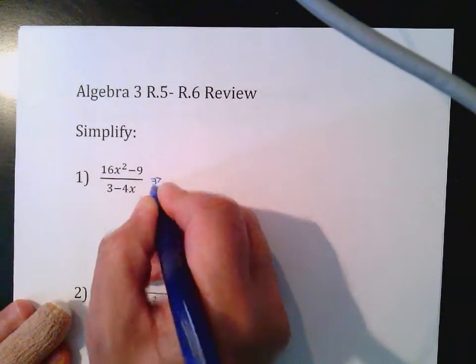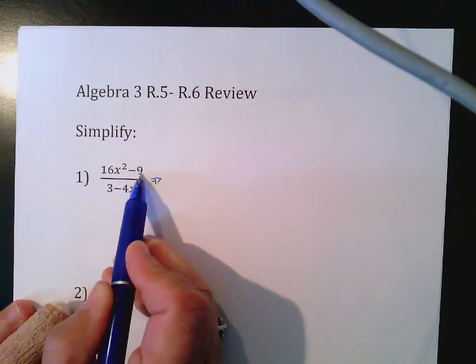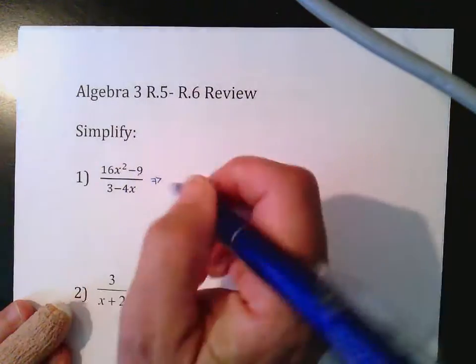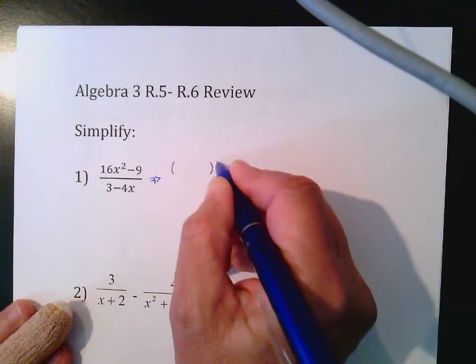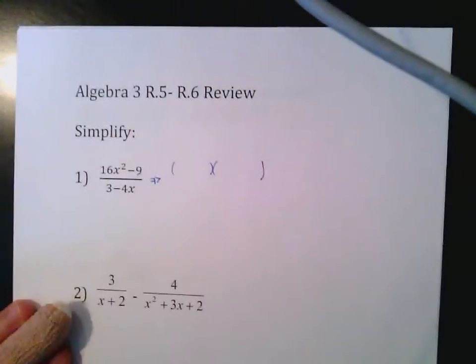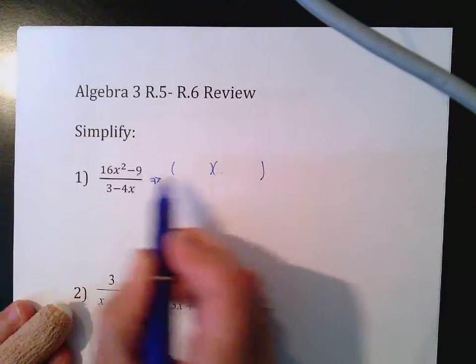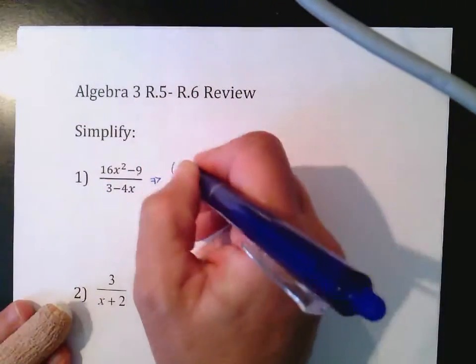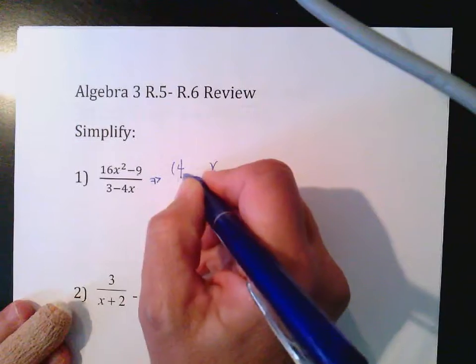And so we've got to recognize the different kinds of factoring. This is a difference of two perfect squares. And so when you have a difference of squares, you have two parentheses. The square root of the first term goes at the beginning. So the square root of 16 is 4. And the square root of x squared is x.